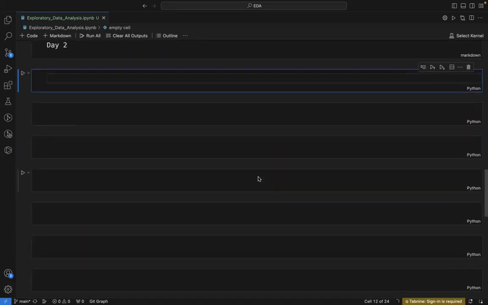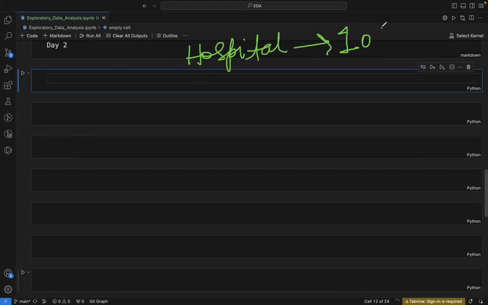So let's take the first example. Imagine you are a data scientist working at a hospital. And let's assume that the hospital is having 10,000 patients. Let me open my notebook. So let's suppose this hospital is having 10K patients. Fine.